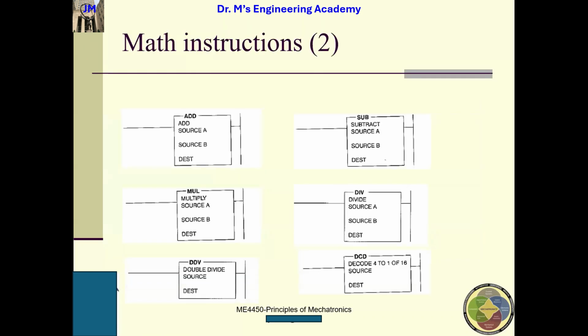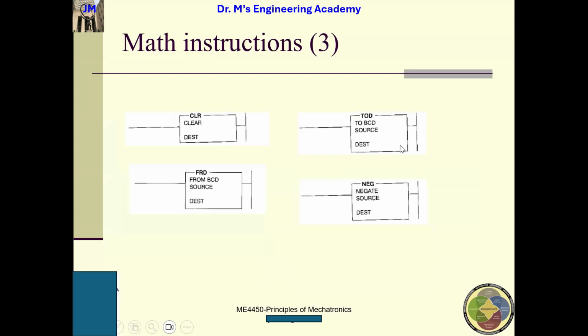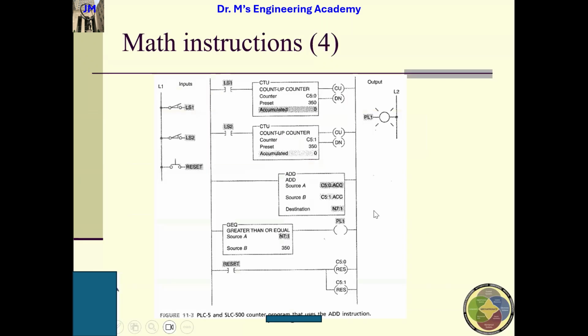So the math instructions are addition, subtraction, multiplication, DDV (double division source), and decode. They are used as output instructions. So there are clear, TOD to BCD, FRD from BCD, and NEG, which negates the source. And then this is an example. I'm going to go through it very quickly.